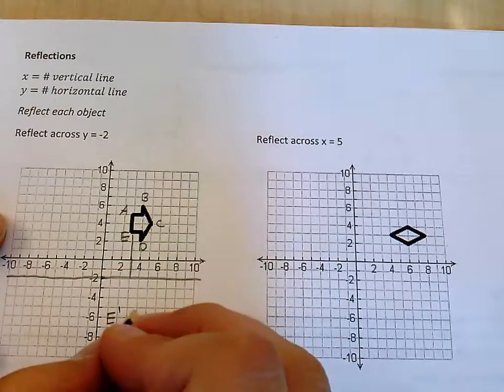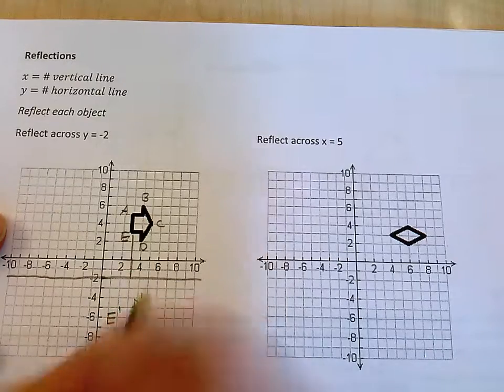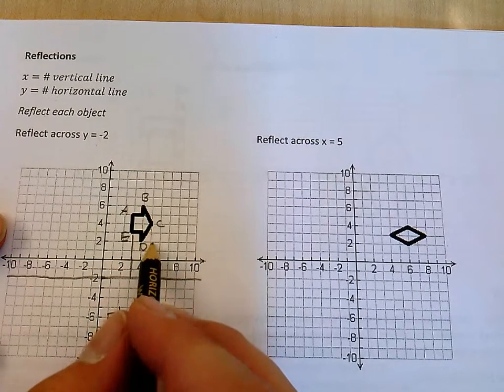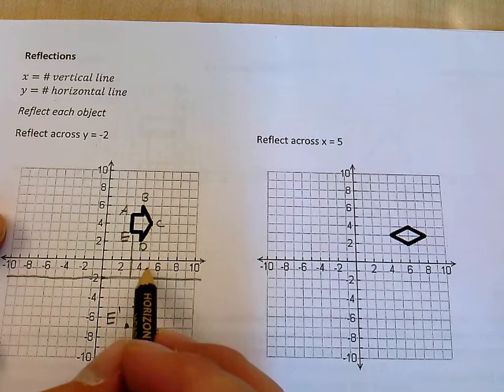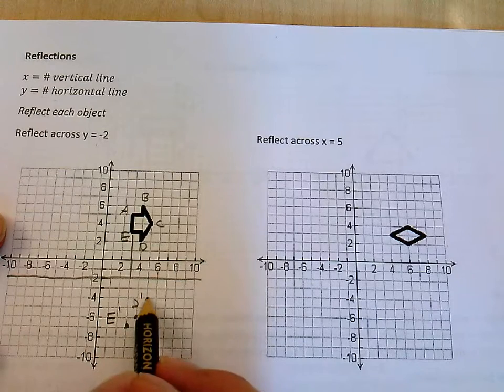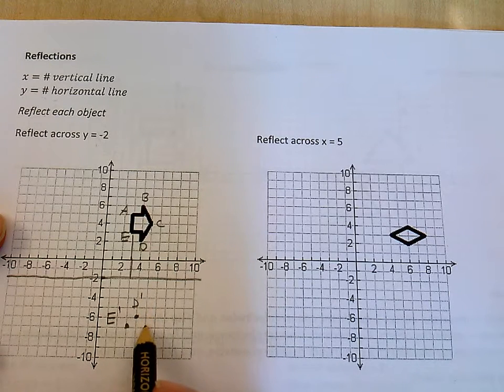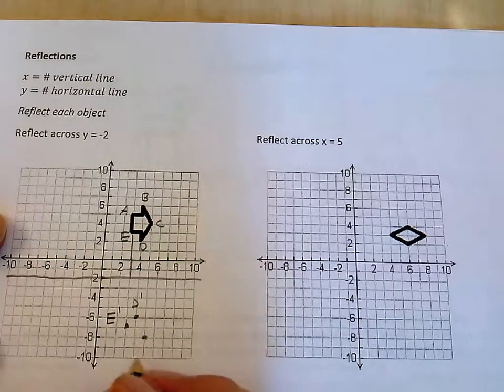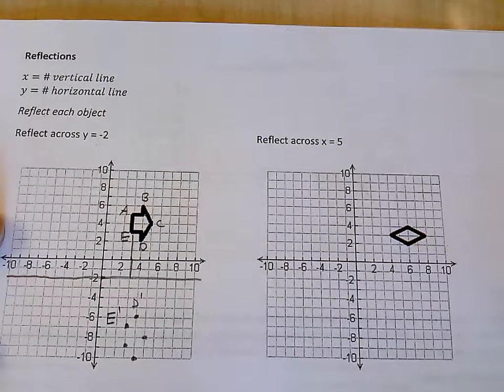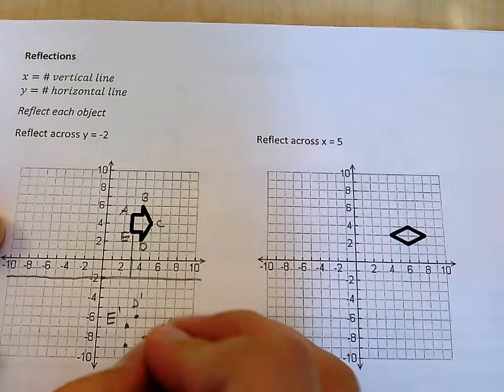This becomes D prime. Same thing with C. 1, 2, 3, 4, 5, 6. I'm going to do the same thing away. 1, 2, 3, 4, 5, 6. Okay? I'm not going to do the rest because you should be able to do those on your own if you need to. But that gives me C prime.